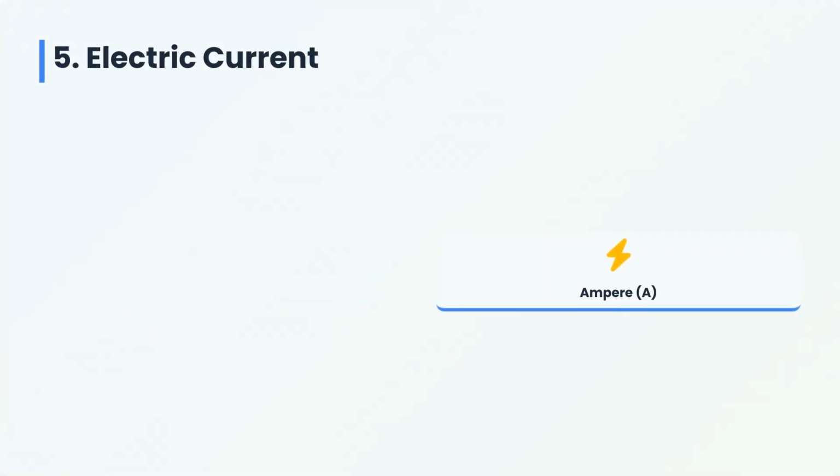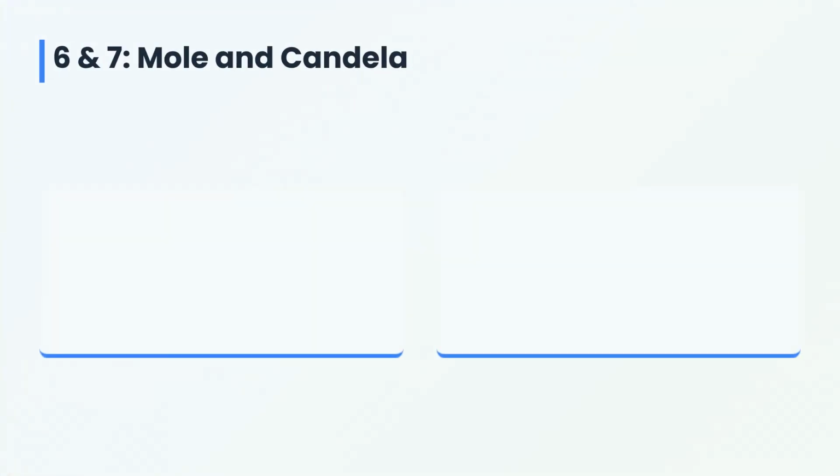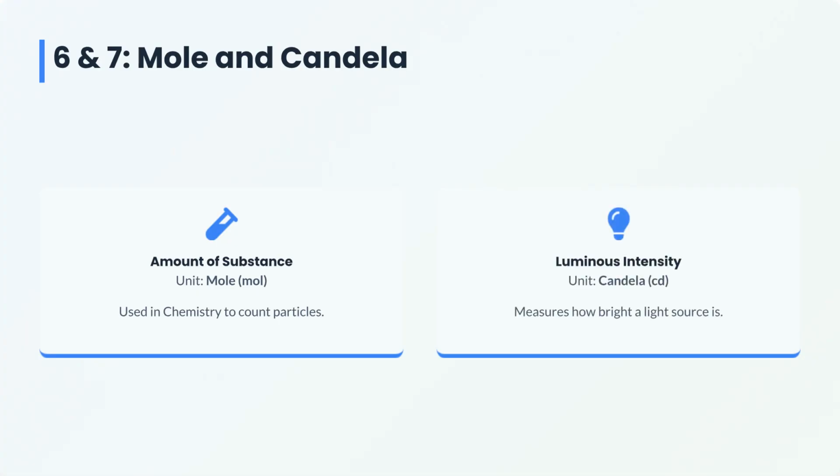And a fun fact: 0 Kelvin is absolute zero, where all motion stops. Fifth is electric current, defined as the rate of flow of electric charge. Its SI unit is the ampere, and it is measured using an ammeter. Finally, the 6th and 7th quantities are amount of substance, measured in moles for counting particles in chemistry, and luminous intensity, measured in candelas to indicate the brightness of a light source.